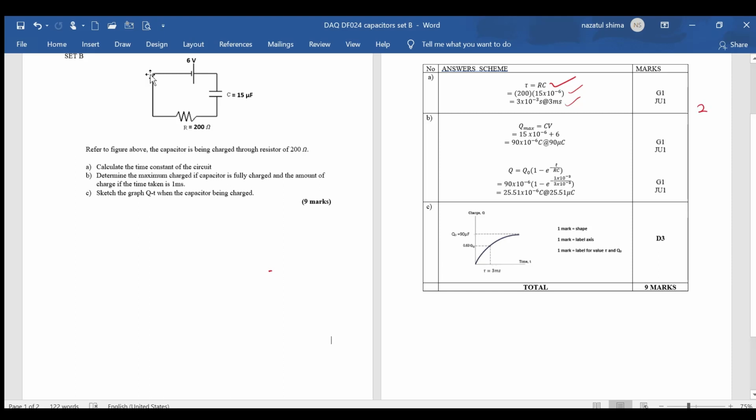Okay, B, determine the maximum charge if capacitor is fully charged. So the Qmax is equal to CV. So the C is given by 15 times 10 negative 6 and V is given by 6. Okay, so this is 1 mark for substitution. And answer 90 times 10 negative 6 or 90 microcoulomb. So answer with unit 1 mark.